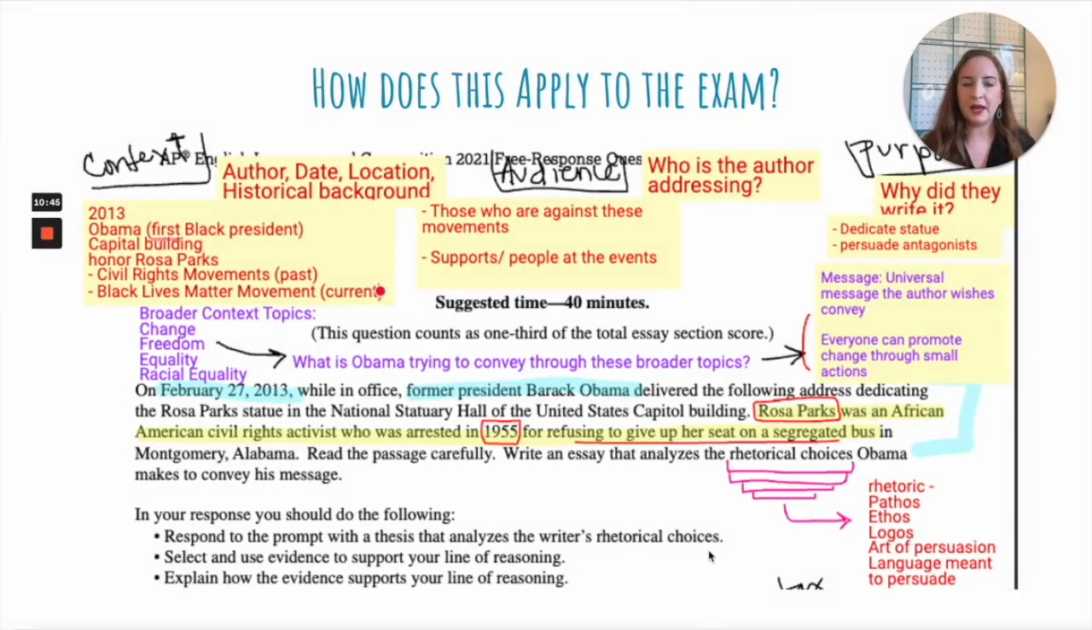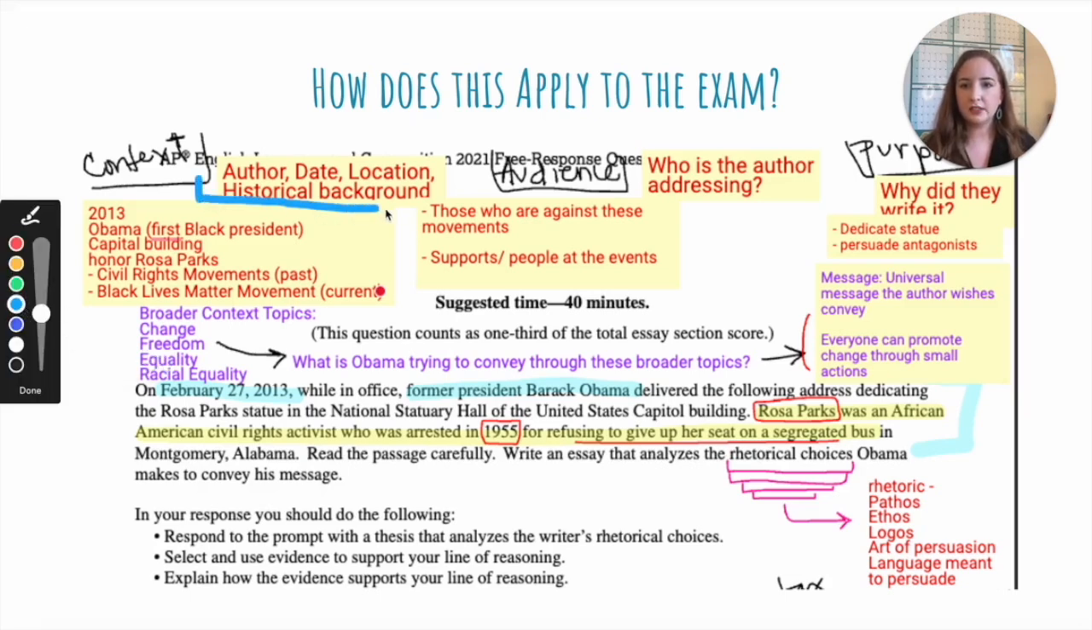How does this apply to the actual exam? What should you actually do when you sit down to the exam and apply this to the rhetorical analysis essay? This is the 2021 AP Lang exam, and this is Obama's speech about honoring Rosa Parks in the National Statuary Hall with one of her statues.